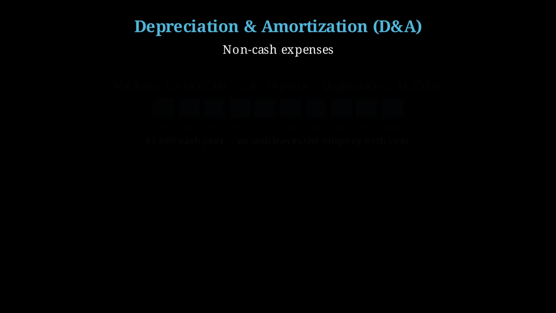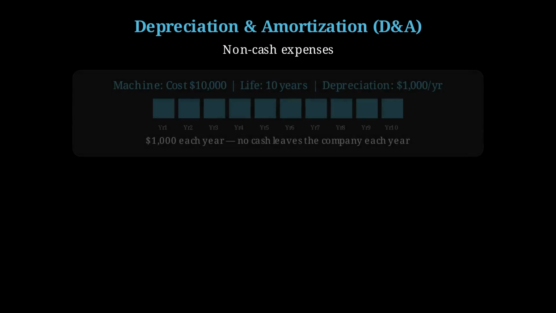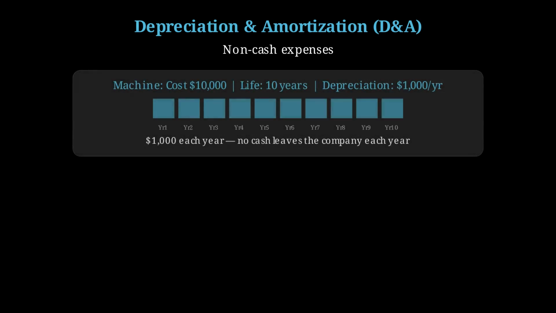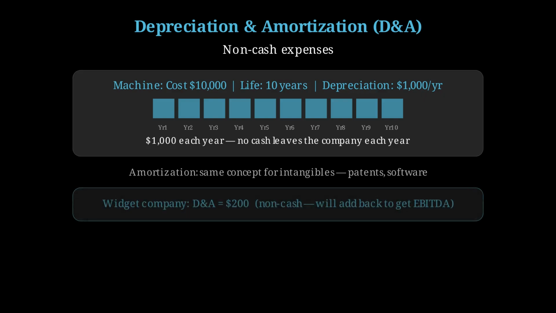Depreciation and amortization are non-cash expenses. Depreciation allocates the cost of a physical asset, like a machine or building, over its useful life. If you buy a machine for $10,000 and it lasts 10 years, you depreciate $1,000 per year. No cash leaves the company each year. The cash left when you bought the machine. Depreciation is an accounting entry that spreads the cost over time.